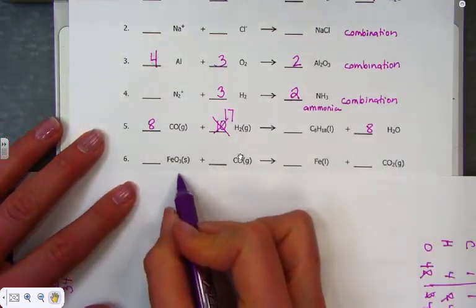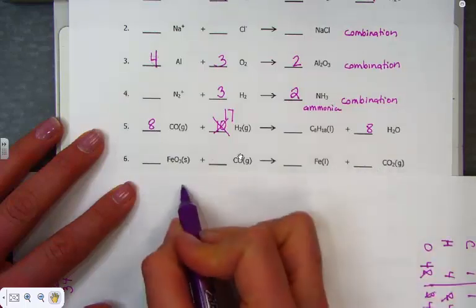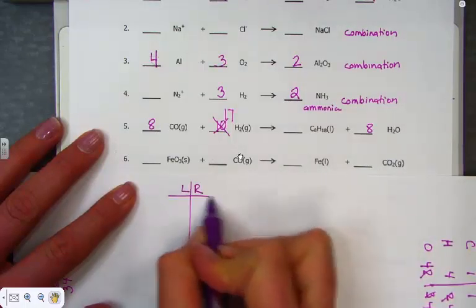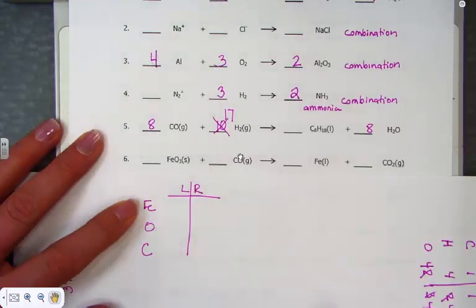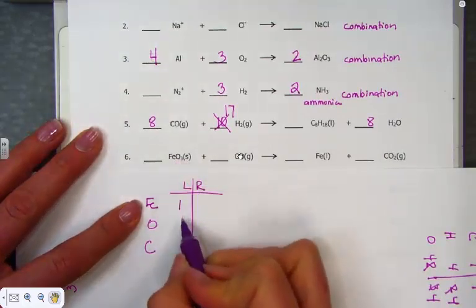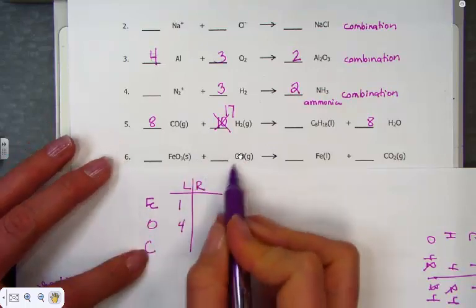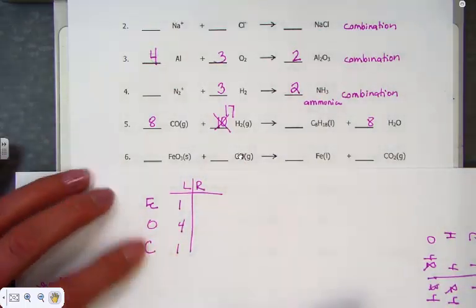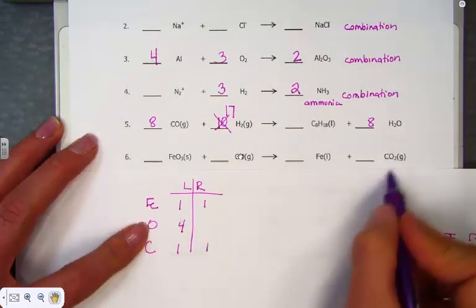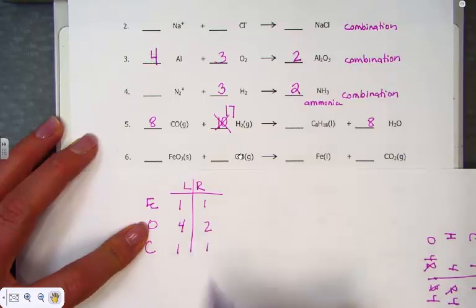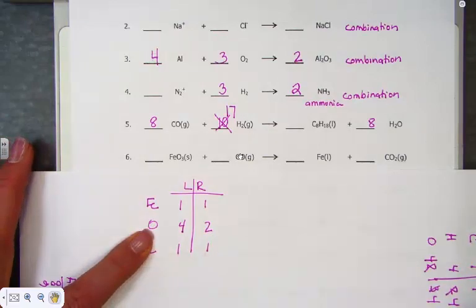Number 6, FeO3 plus CO makes Fe and CO2. T-charts. I have Fe, O's, and C's we're counting. Fe, I count 1. Oxygen, I see a combined number of 4. And a carbon, I see 1. On the right side, 1 atom of iron, 1 carbon, and I have 2 O's. Irons look good, so we turn our attention to the oxygens.